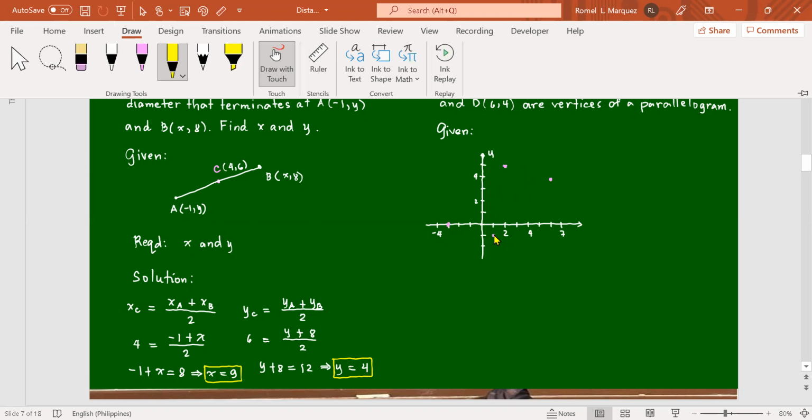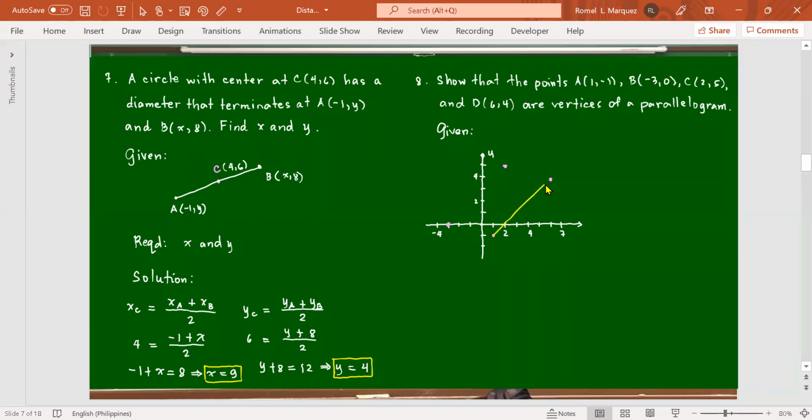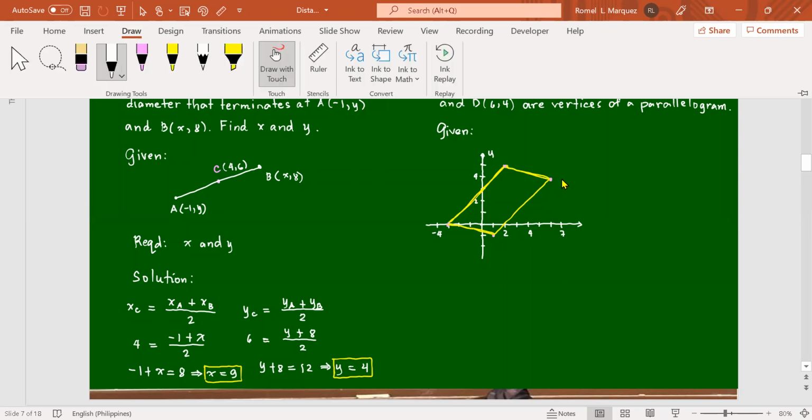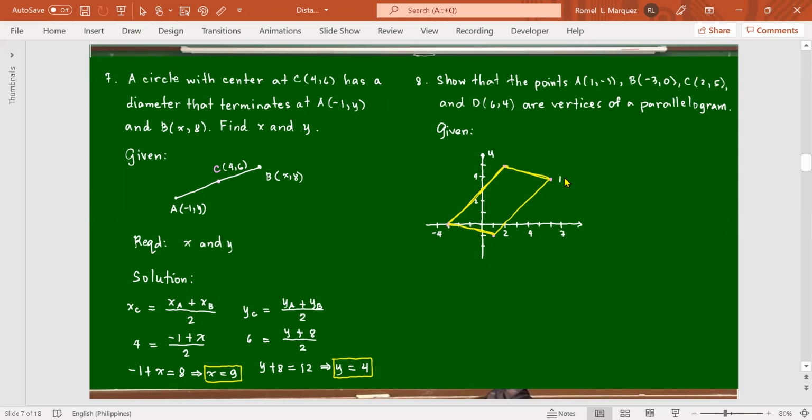So, connect to form a quadrilateral, because we are not sure if this is really a parallelogram, no? So this is point D, point C, point B, point A.